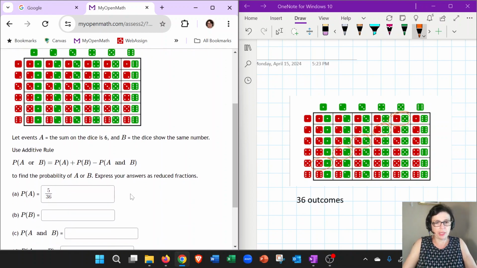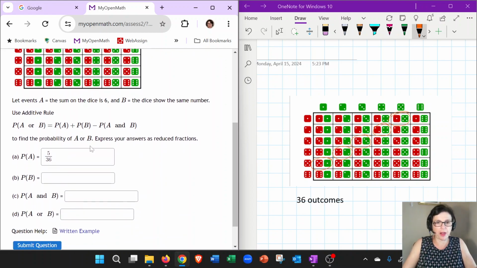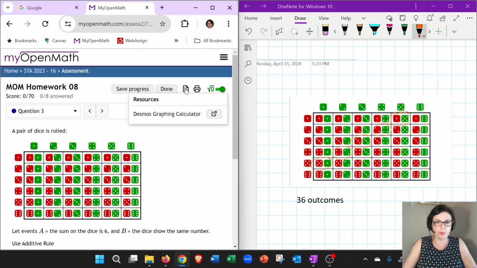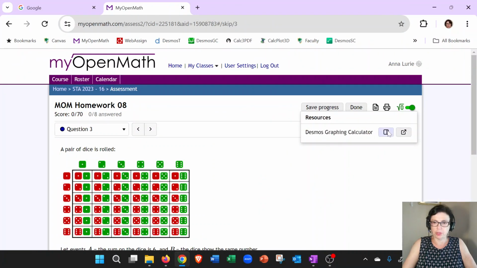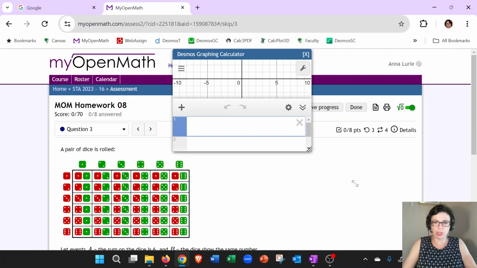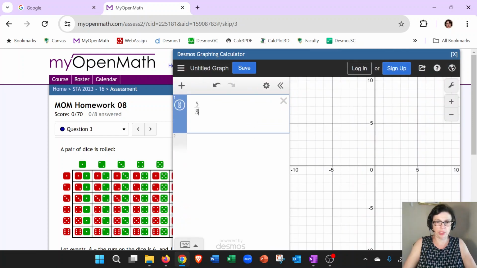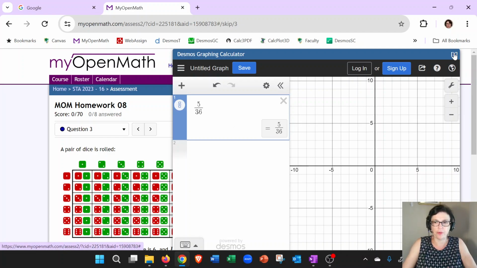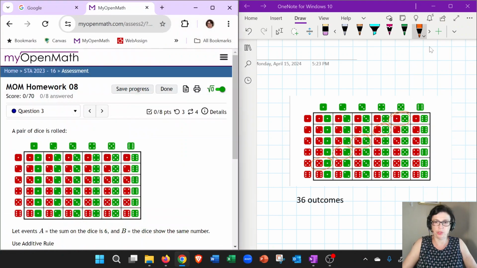Now, theoretically, you're supposed to reduce it. I don't think 5 over 36 is reducible, but you could always check that if you open the Desmos calculator. Let me just make this larger so I can open it in a sidebar. The way you do it is you just divide 5 by 36 here, but then click on the little fraction button and it gives you the same answer. So that's still 5 over 36, which means it's not reducible.